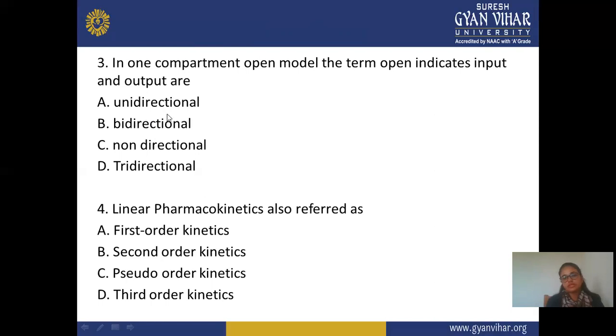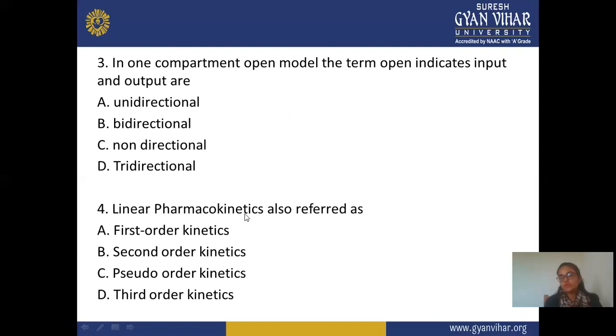A option is unidirectional, B is bidirectional, C is non-directional, and D is tridirectional. These are the four options, A, B, C, D. You can select any one correct option which is appropriate for the one compartmental open model for input and output.